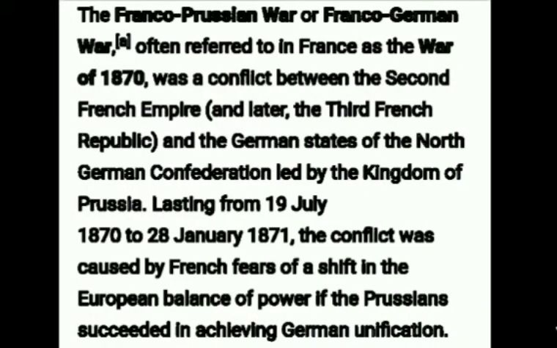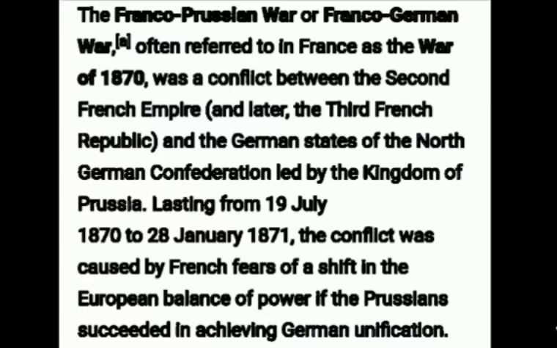You can see the Franco-Prussian War on the screen. It is also known as the Franco-German War. By this name, I think you can understand that it was fought between France and Germany. It was often referred to in France as the War of 1870. It was a conflict between the Second French Empire and the German states of the North German Confederation, led by the Kingdom of Prussia. Prussia was leading the North German states.